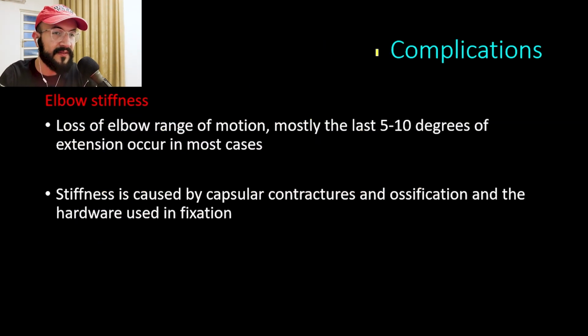Finally, let's talk about the complications. One of the most common complications is elbow stiffness. In elbow stiffness, there is loss of elbow range of motion, mostly the last 5 to 10 degrees of elbow extension, in most cases. Stiffness is caused by capsular contractures and ossification, and it is also caused by the hardware that is used in the fixation of the fracture.